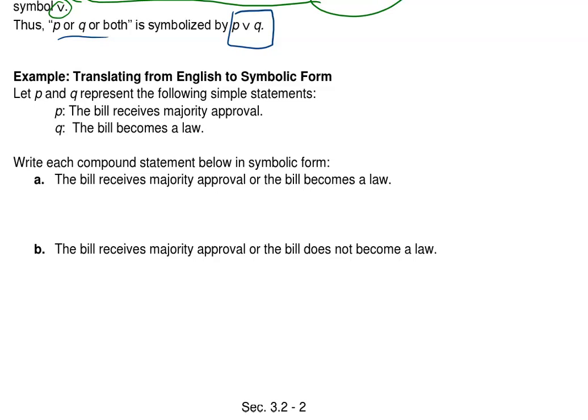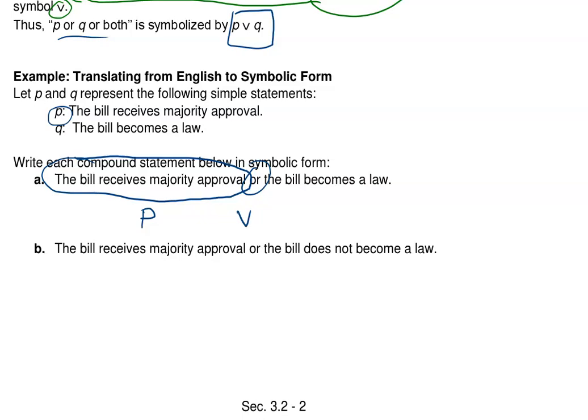All right, so write each of these compound statements using symbolic form. So the bill receives majority approval. That is literally just statement P. So I'll put P there to represent that statement. Or is represented by this symbol here. And I'm saying and, but it's an or there.